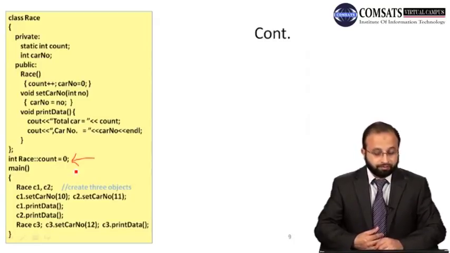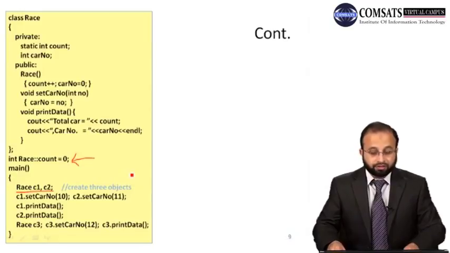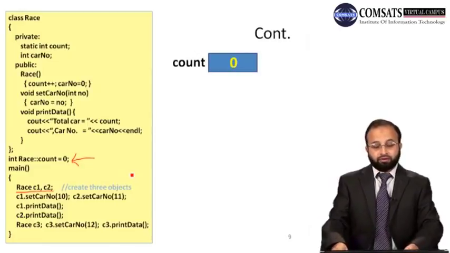Then of course semicolon. Now in this main function we can see that we are creating first two objects, C1 and C2. So when C1 object is created, the constructor is called. First the memory for count is allocated and value 0 is assigned to count, and then the constructor with C1 object is called.